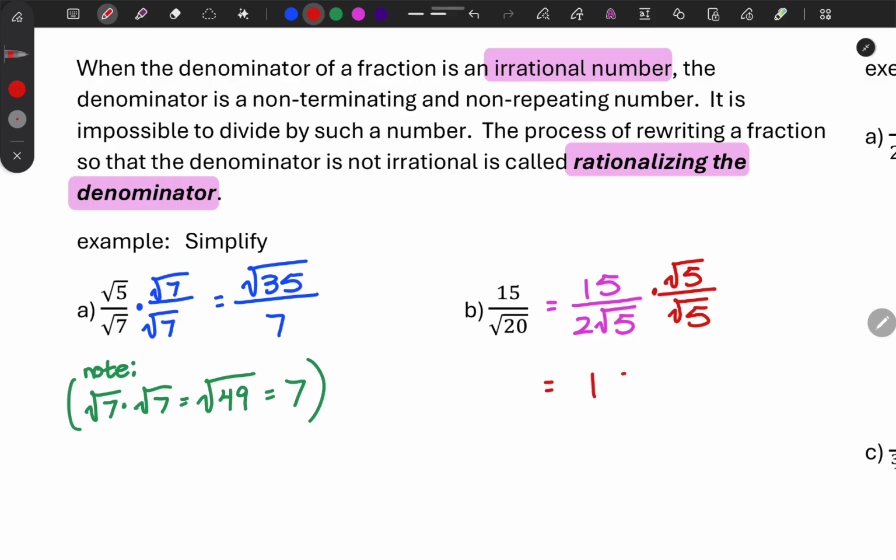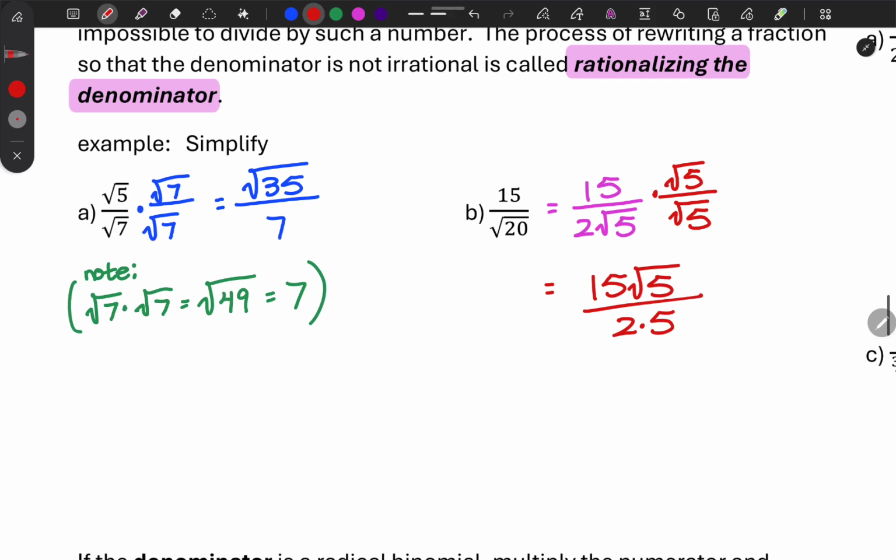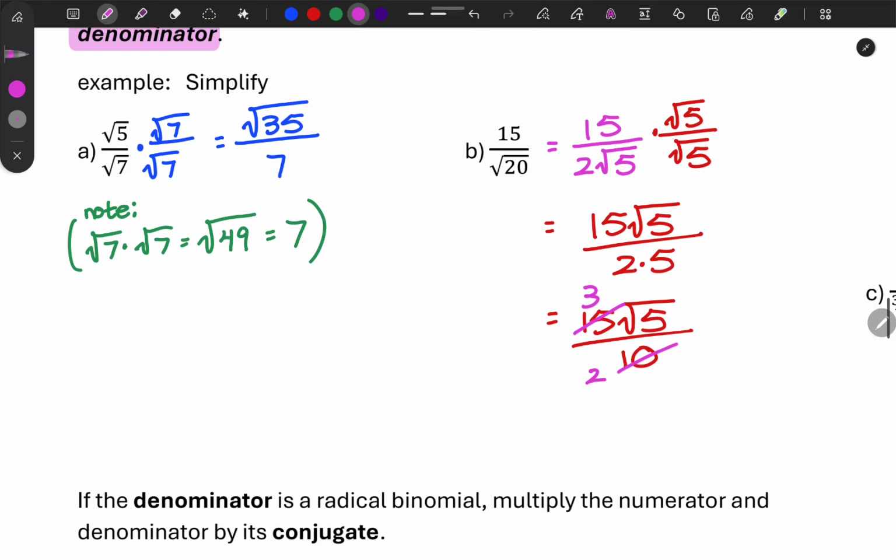And rewriting together, that would be 15 root 5 over 2 times 5, which is 10, but I'll do it in 2 steps. Now our denominator is rationalized, but we do have 15 over 10, which can be reduced. So we divide out a 5 from our coefficient or our number, not the radical. So this is a 3, this is a 2, and our fully simplified version would be 3 root 5 over 2.